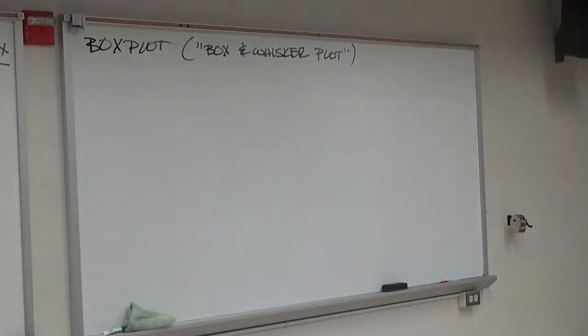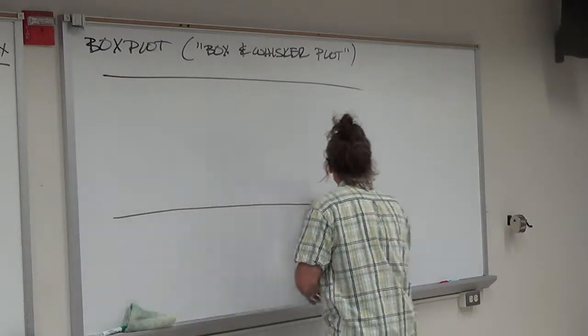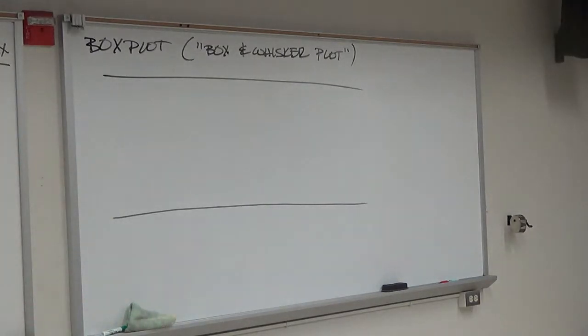So first off, how do you start? Well, you start by putting a scale down. I usually do them horizontally. You can do them vertically. I tend to default to horizontal if I can because we read left to right more than down or up to down. And you need a logical scale for your data.